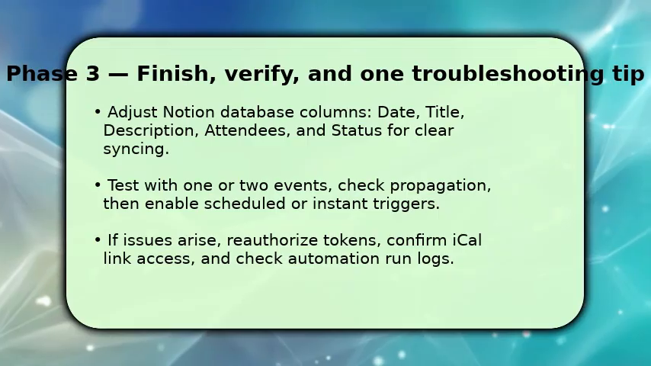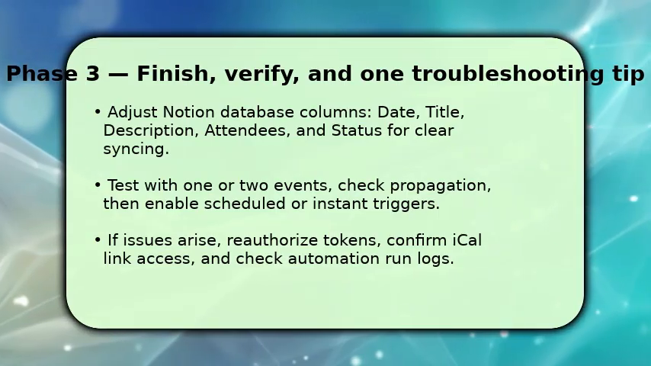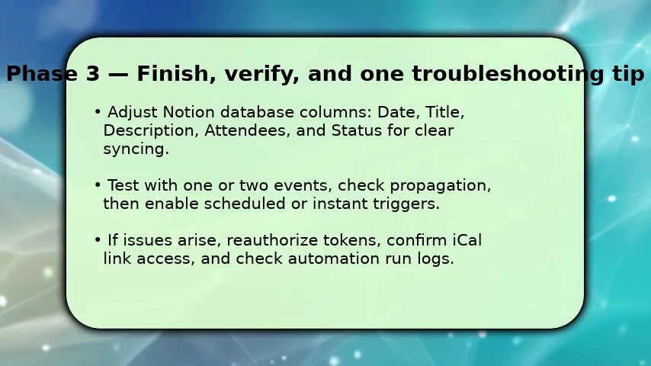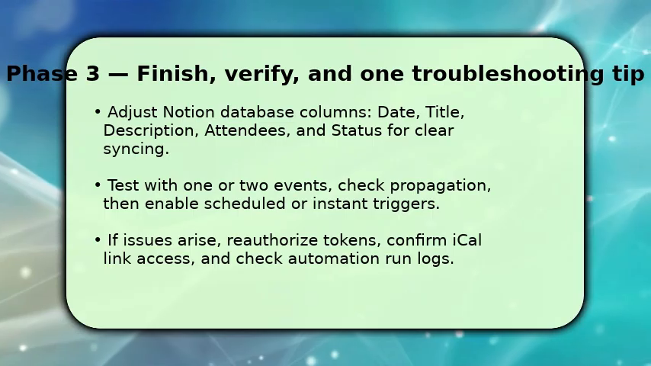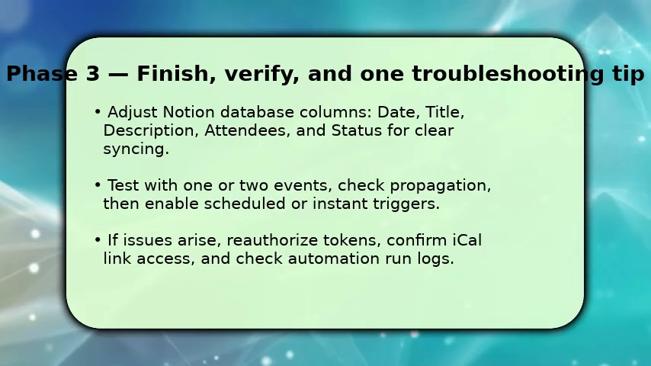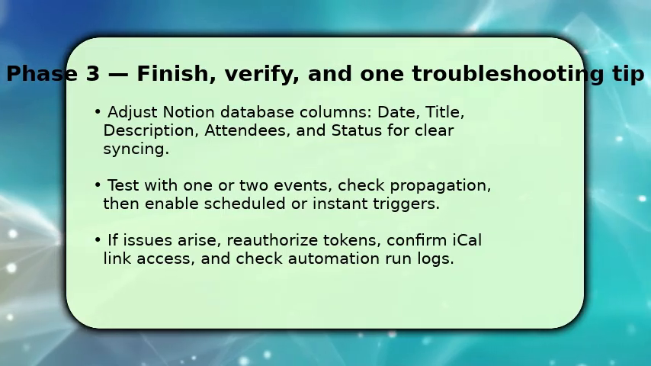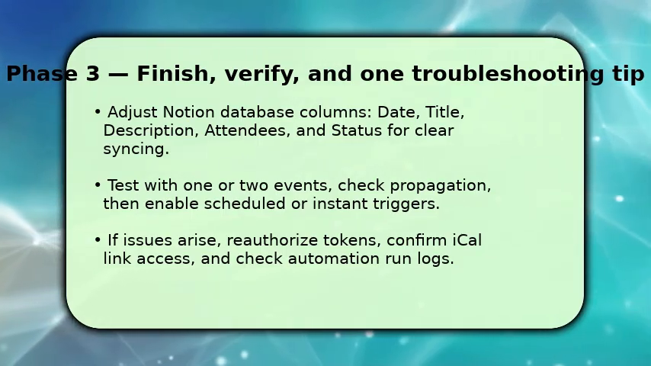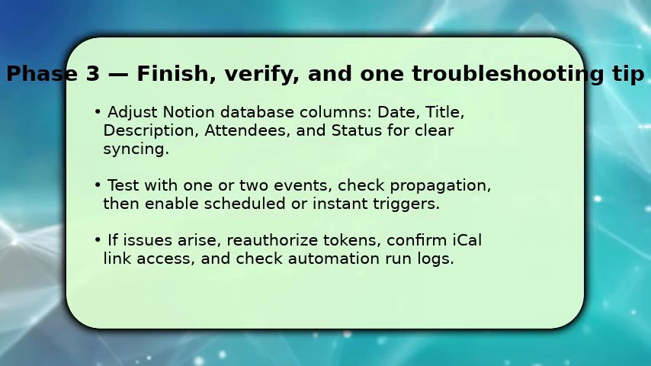Finish by aligning Notion properties with the calendar fields. Set a date property, plain text title, and rich text for descriptions so data maps cleanly. Once done, run a few test events to confirm creation and updates flow as expected, then enable regular or instant triggers in your automation tool.